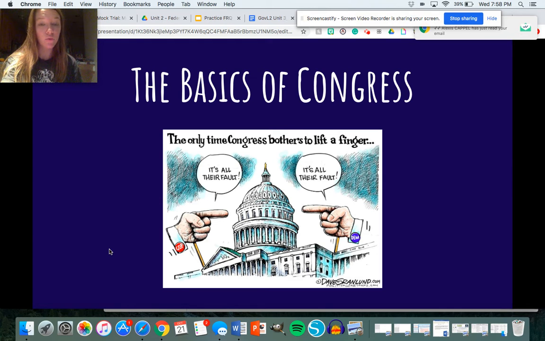And today we are starting our unit on the three branches of government. So in this video, we're going to be talking about the basics of Congress. We're starting with the legislative branch, and the legislative branch is made up of Congress.